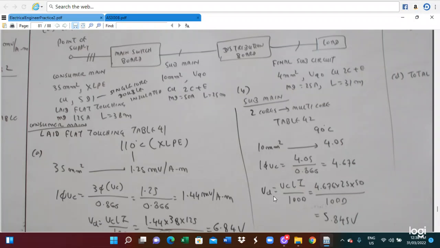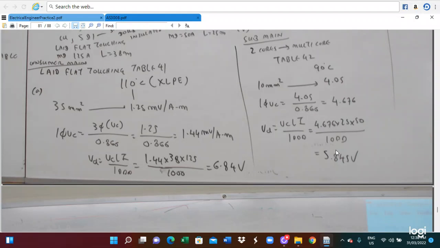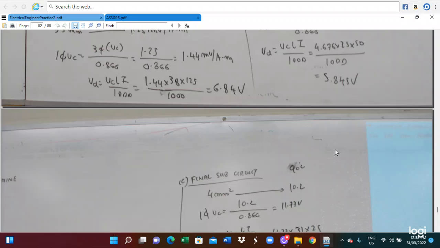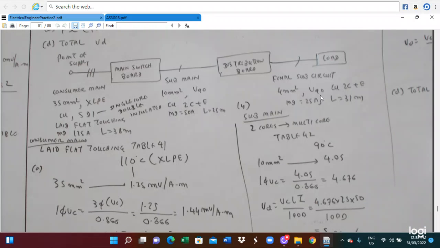So we substitute here V equal to VC and by 1000. 4.676 multiply 25 into 50. 25 is the net and 50 is the maximum demand current, and we got 5.845. Then we also use the final circuit. The final circuit is 4 millimeter square, 4 millimeter square 90 degree centigrade.